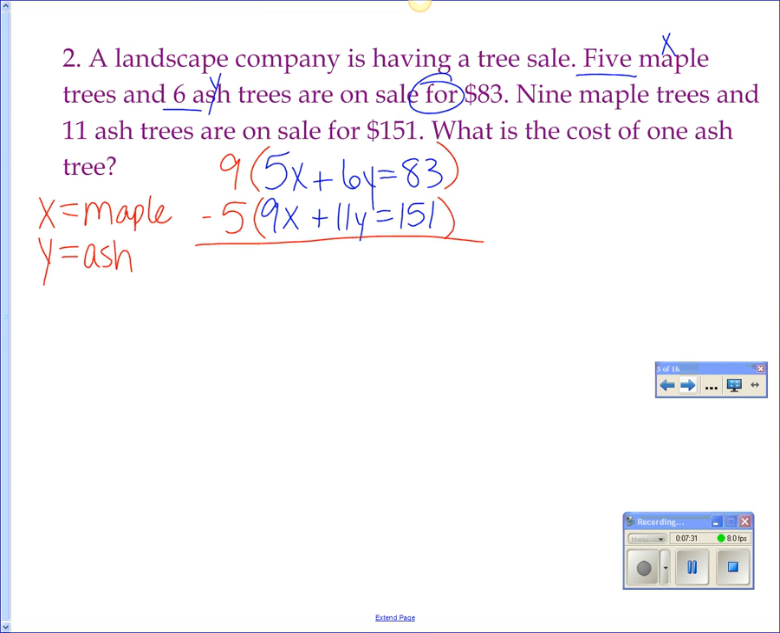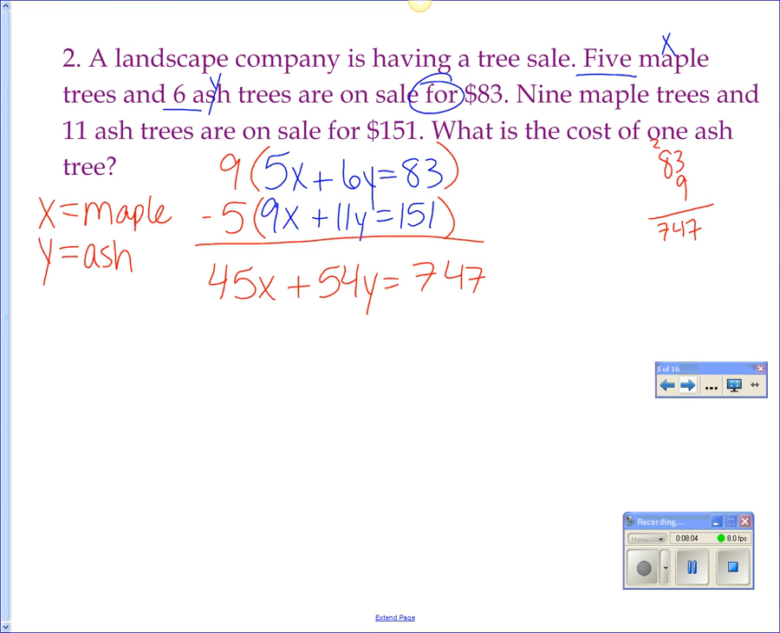Okay, 9 times 5, 45x. 9 times 6, 54. Ooh, and 83 times 9. I'm going to have to go to the side of my paper. 3 times 9 is 27. 8 times 9 is 72. Plus 2 more, 74. Yep, 747. Get some big numbers today. But we can do it.